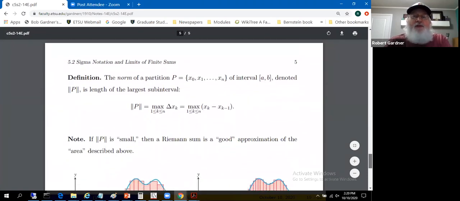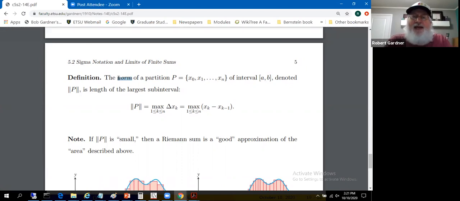A little more terminology. The norm of a partition P, x of 0 through x of n, of an interval a, b, denoted with these sort of double absolute value looking things. It's called a norm. This is a fairly common term. There's other terms for it. We need this in the next section. But the norm of the partition is the length of the largest subinterval. It's the maximum delta x sub k. There's how we calculated the delta x sub k's. We just did an example where the delta x sub k's were all the same. But remember, they don't have to be. The norm of a partition is the length of the biggest piece.